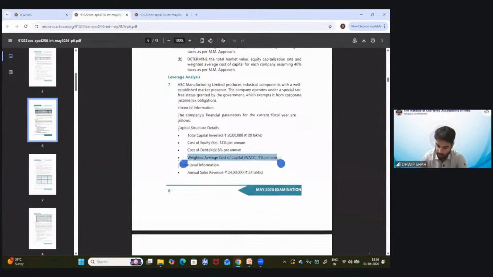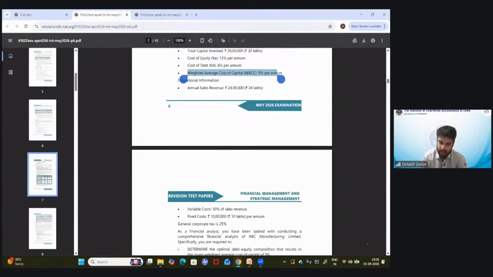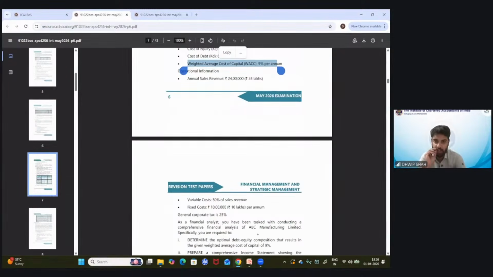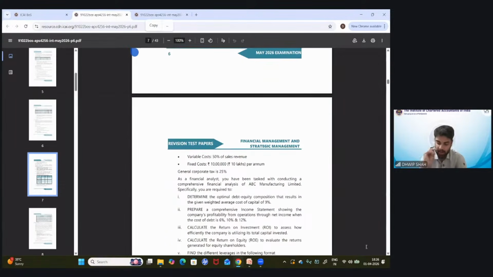Other operational information is as follows. Annual sales revenue is 24 lakh rupees. Variable cost is 50%, meaning 12 lakh. Fixed cost is 10 lakh. So my contribution comes to 12 lakh, minus fixed cost 10 lakh, EBIT is 2 lakh. Okay? General corporate tax rate is 25%.